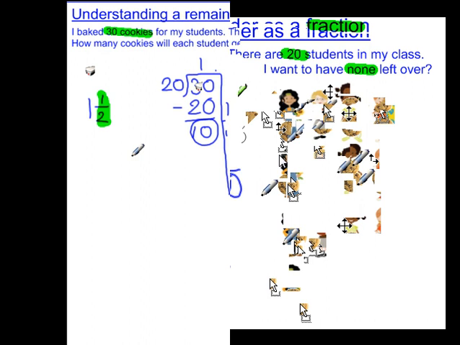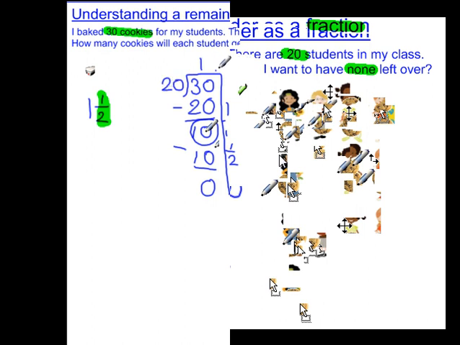So let's show that on the algorithm. I gave a half cookie to 20 students, half a cookie to 20 students. I gave away 20 halves, which is equal to 10 cookies. So we would subtract because we gave them away. 20 halves were over here. We gave one half to each student, making a total of 20 halves, or 10 cookies. 10 minus 10 is 0. So 1 half multiplied by 20 equals 10.